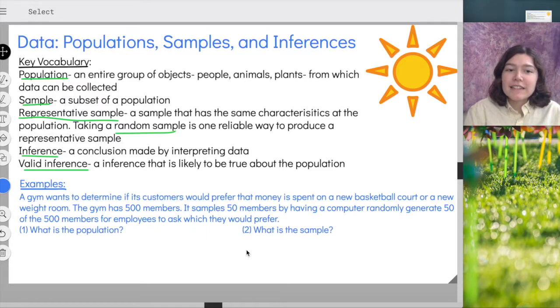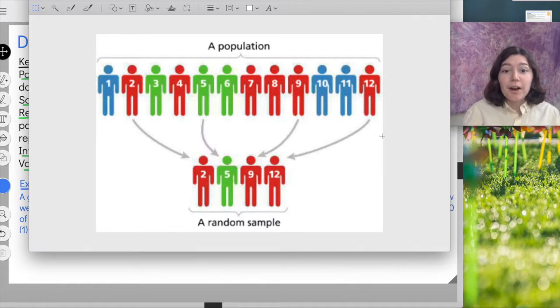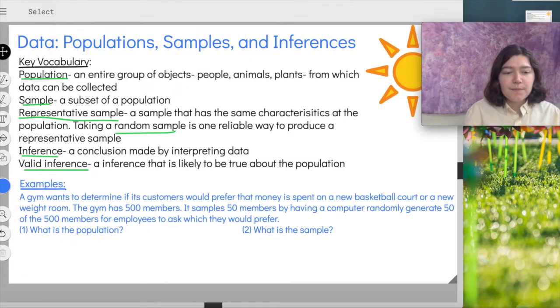And then we have a sample, which means a subset of that population. So subset means like a smaller part of a larger group. In this picture, we have the population, which is going to be all 12 people. So all the people in the world that we're talking about here, there's people 1 through 12. And then we would take a sample of that population. It means a smaller subset of that population. So now we don't have all 12, we just have 4 people from that population. Okay, so that's the idea of a sample.